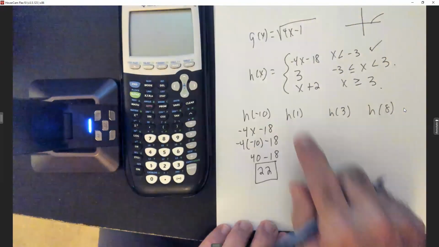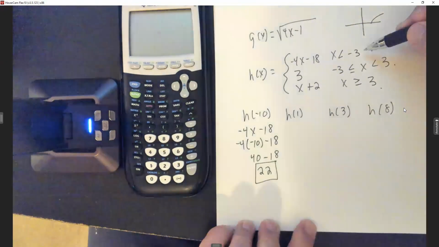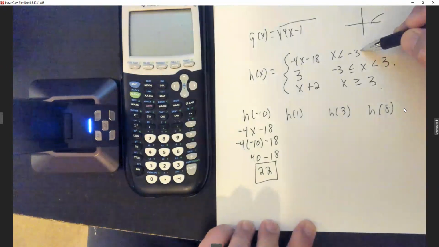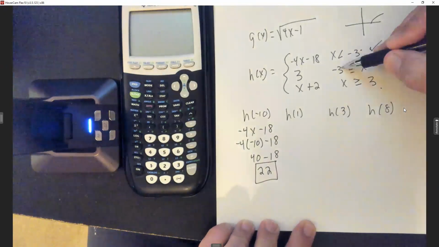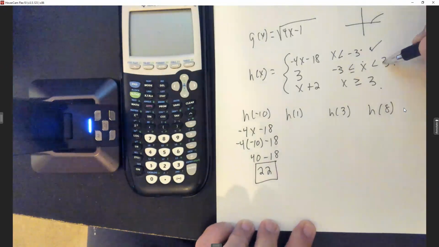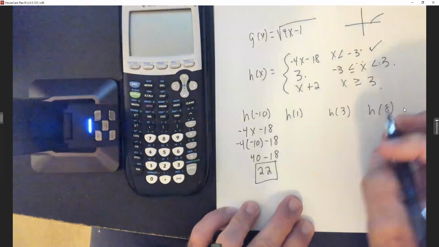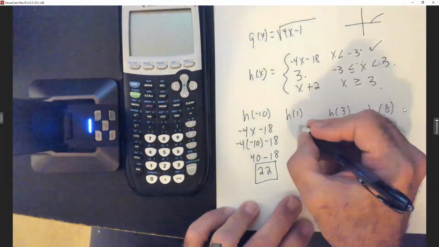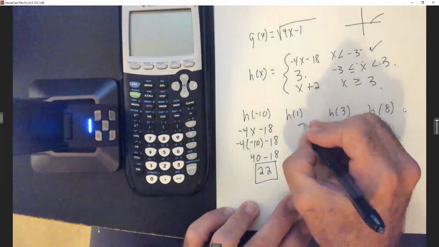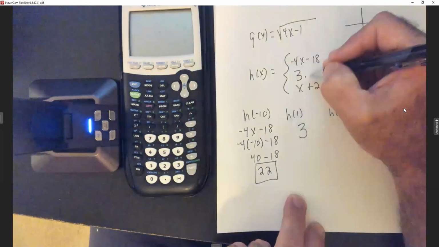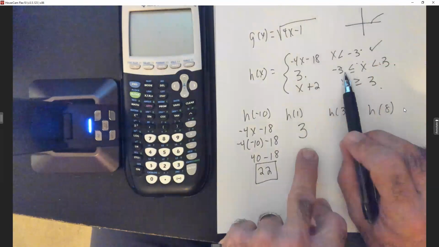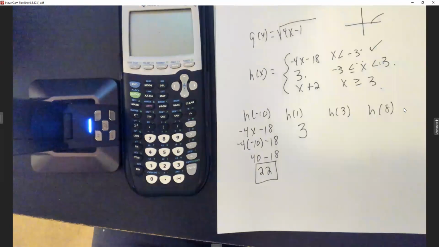H of 1. Well, 1 is not less than a negative 3. 1 would be in between a negative 3 and a positive 3. So since 1 is in between these two numbers, I would use the second equation. Well, hey, that says anything in that range equals 3, because you don't have a variable to substitute your number in. So anything from negative 3 up to 3 equals 3, and that's it. That's like a constant equation going through there, okay?